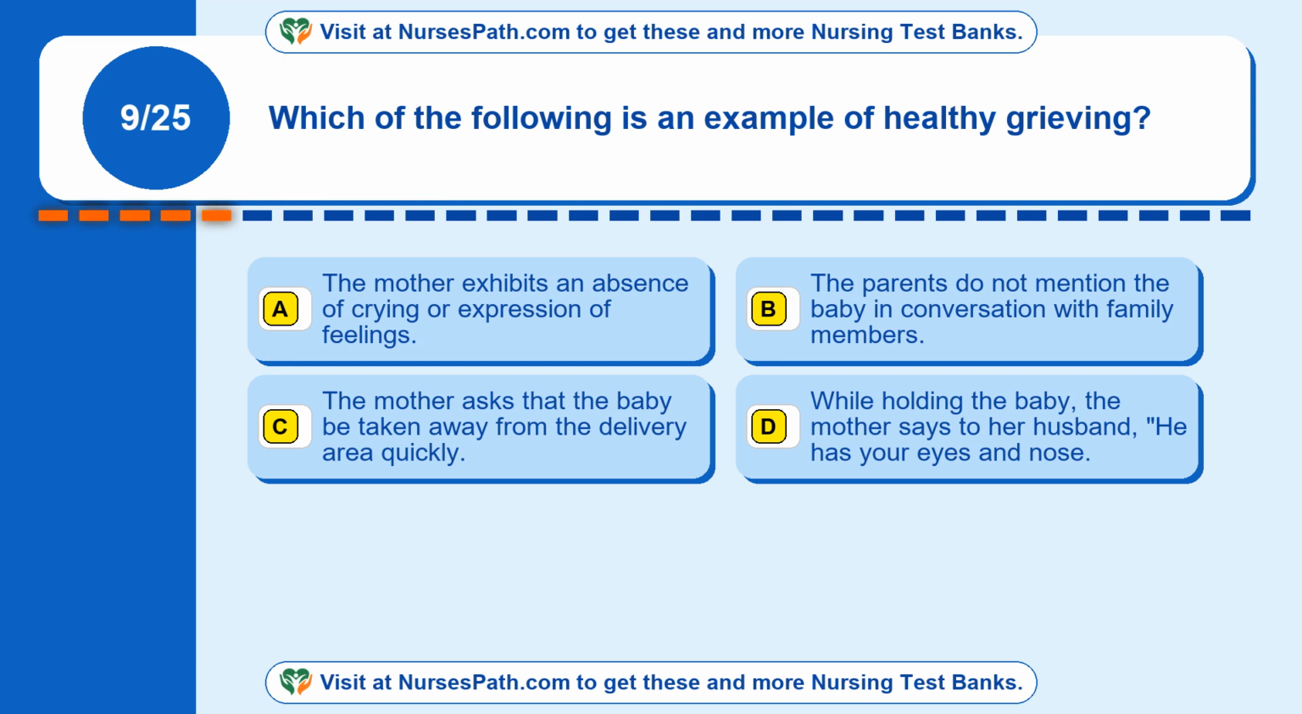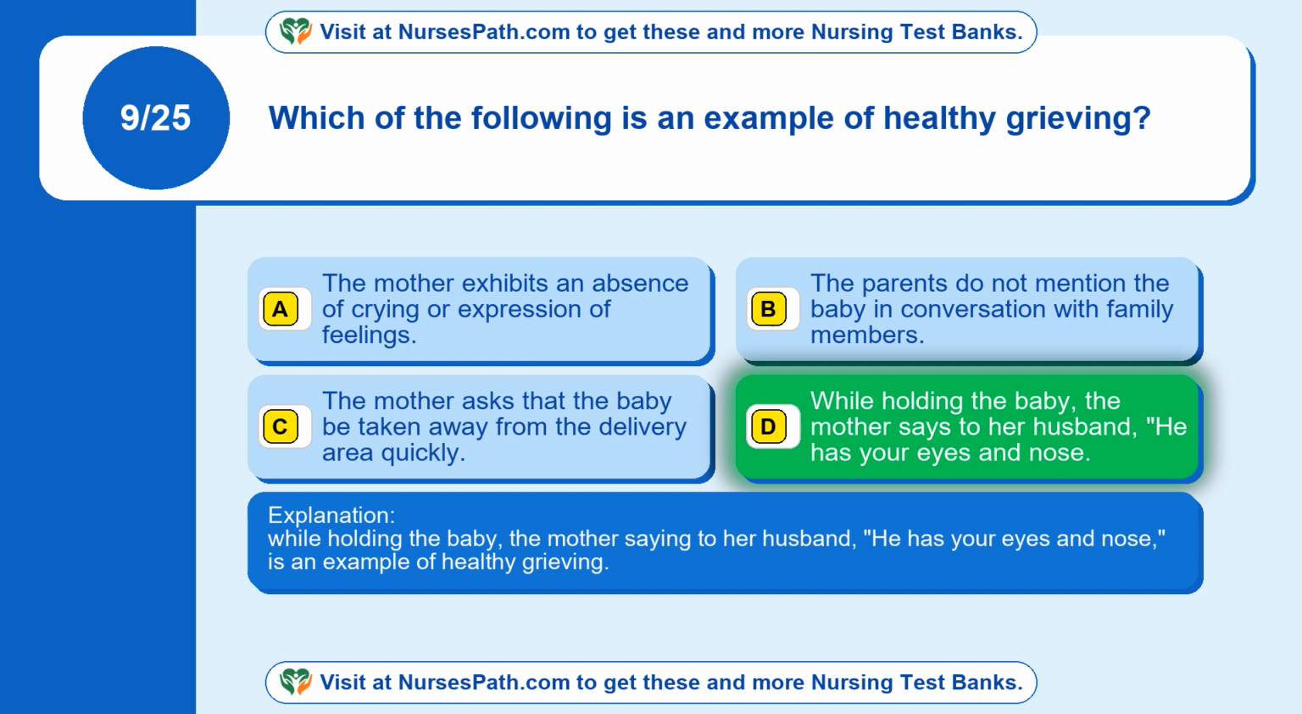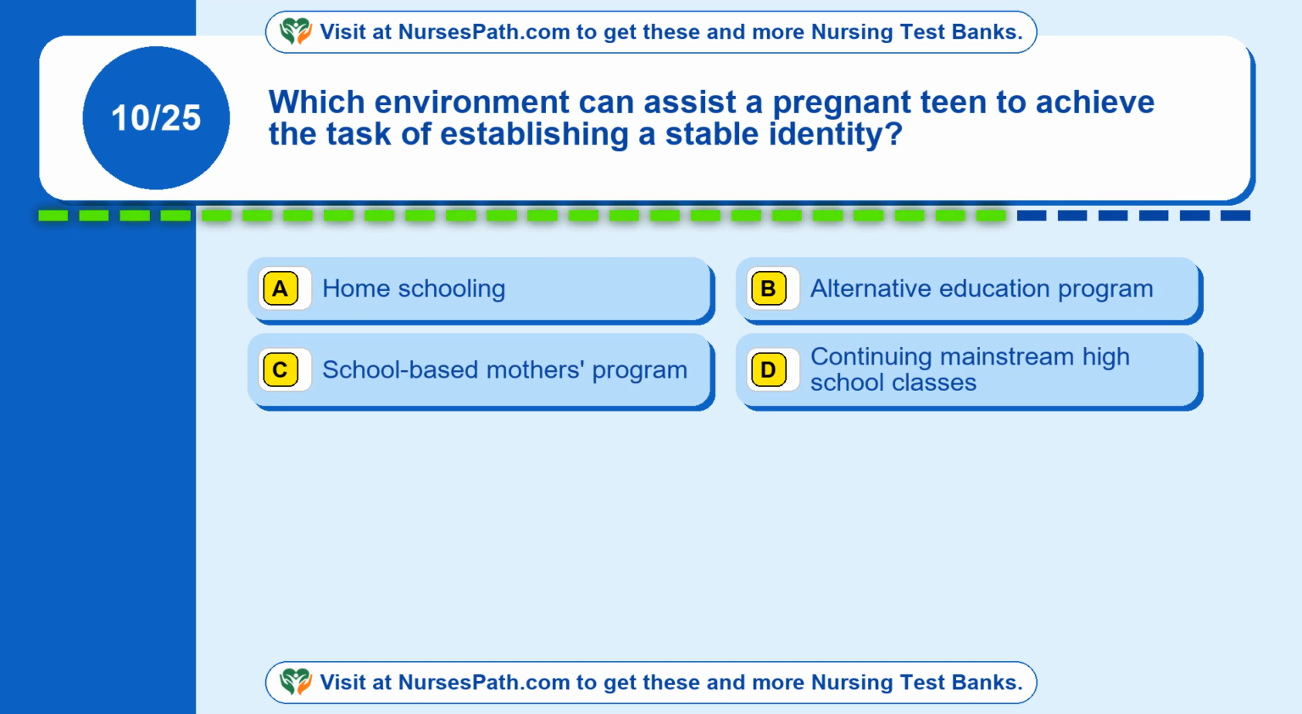Option D. While holding the baby, the mother says to her husband, "He has your eyes and nose." The correct answer is option D. While holding the baby, the mother saying to her husband, "He has your eyes and nose," is an example of healthy grieving. Question 10. Which environment can assist a pregnant teen to achieve the task of establishing a stable identity?